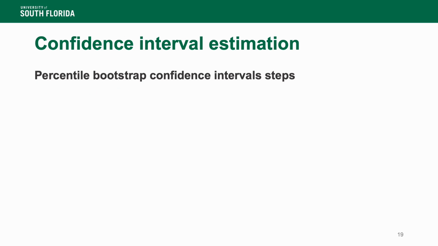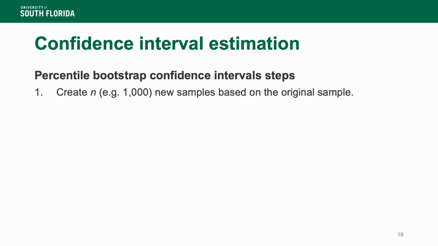To estimate percentile bootstrap confidence intervals, we need to go through 4 steps. On this slide, I will briefly outline those 4 steps, and then after this we'll go into more detail for each of the steps. In the first step, we create a certain number, so let's say 1,000, new samples based on the original sample. We do this by at random taking individuals from the original sample and putting them into each of the new samples.